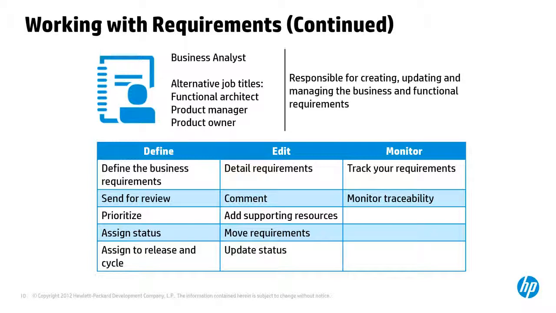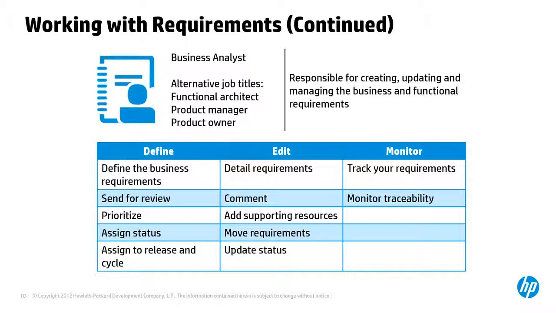If you look at these three pillars here, we have define, edit, and monitor from the previous slide. The definition of our business requirements comes from this role. So in the ALM Web UI, they would define the business requirements, and they would probably send them to some people for review. There may be a board involved, and there may be an approval process. The requirements would be prioritized. They would optionally have a status associated with them, or they would be assigned to releases and cycles if that organization is making use of that feature in ALM.